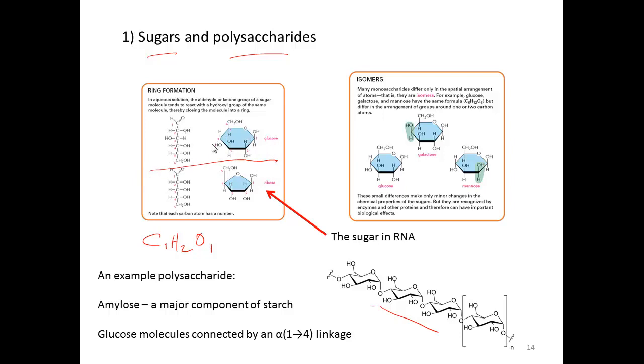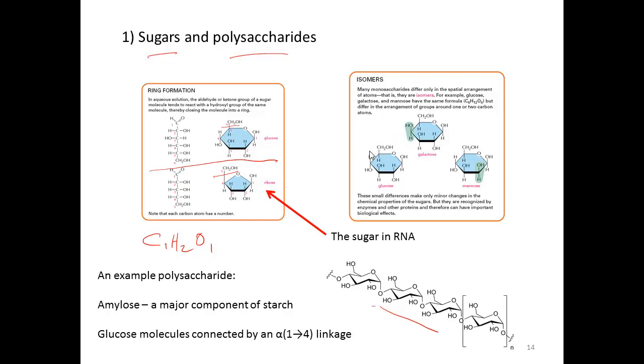A six carbon sugar like glucose, either in the linear form or the cyclic form, or a five carbon sugar, in this case ribose, which is the sugar used in RNA molecules. Ribose is a five-membered ring with one oxygen and four carbons. The fifth carbon sits above the ring. Glucose is a six-membered ring with one oxygen and five carbons, and the sixth carbon also lies above the ring.